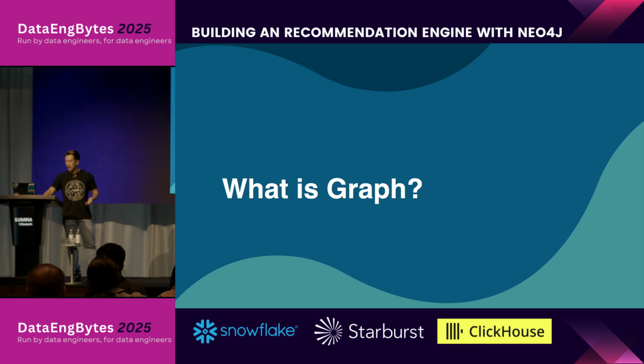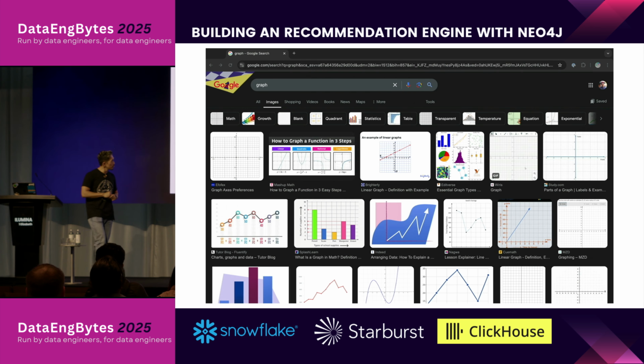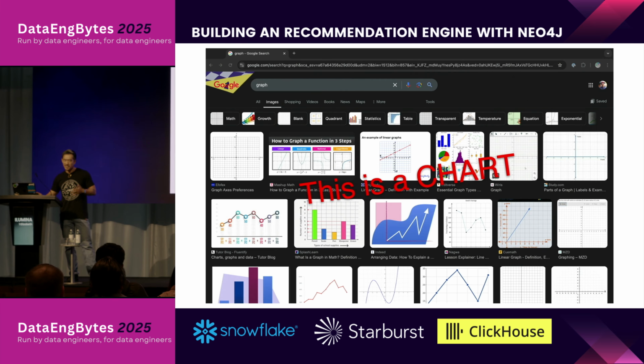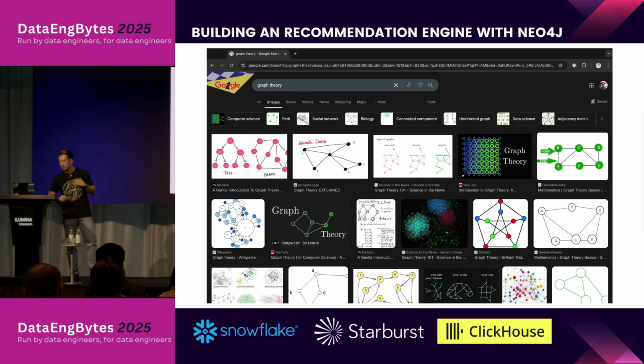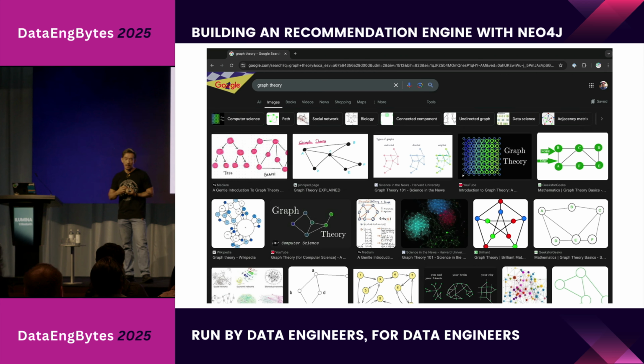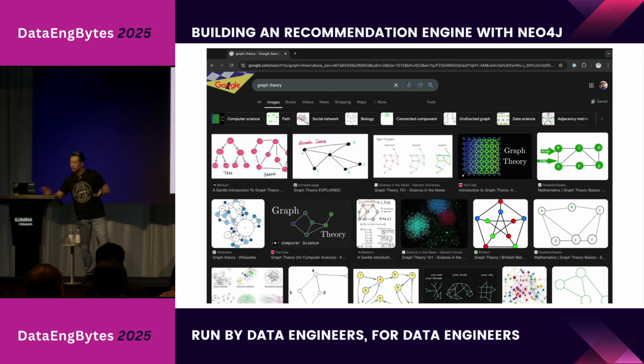All right, what is a graph? When you search for graph on Google, this is what you're going to see: a whole bunch of what you would typically call graphs. But the reality is, these are actually charts, and not exactly what we're referring to here. When we talk about graphs, we mean this: nodes and edges connecting to each other, and we're talking about graph theory. Graph theory is basically the study of graphs, as the name suggests, and the mathematical structure of graphs.